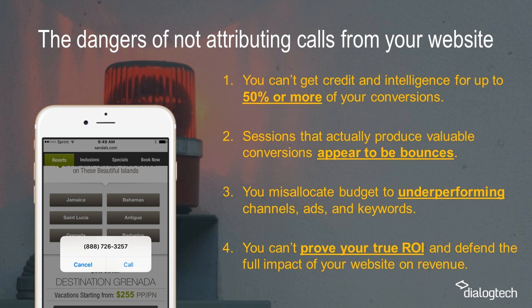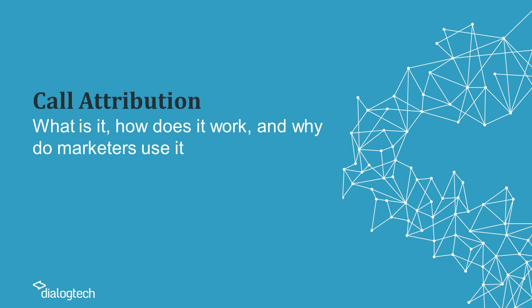You might see skewed data because you're not getting access to call data. You could be allocating budget to underperforming channels, ads, and keywords. And at the end of the day, you can't prove your true ROI and defend the full impact of your website and your digital marketing on revenue. So with that, the stage is set. I'm going to pass it over to Nate to begin talking about call attribution.